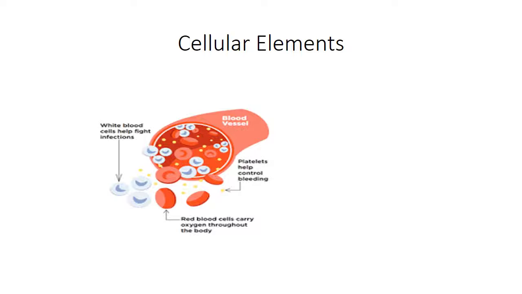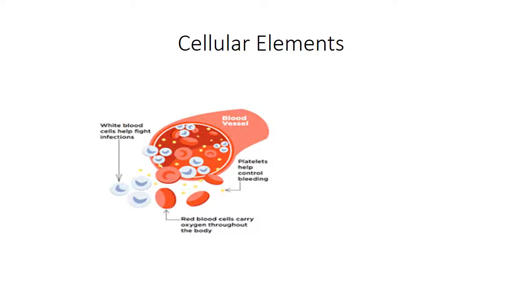Now, let's have a bit closer look at cellular elements of the blood. You see a section of a blood vessel here and a number of cellular elements kind of popping out of it. Red blood cells, what is their primary function? They carry oxygen throughout the body. We'll later see that this oxygen is reversibly attached to hemoglobin and carried by the blood to the cells of the body.